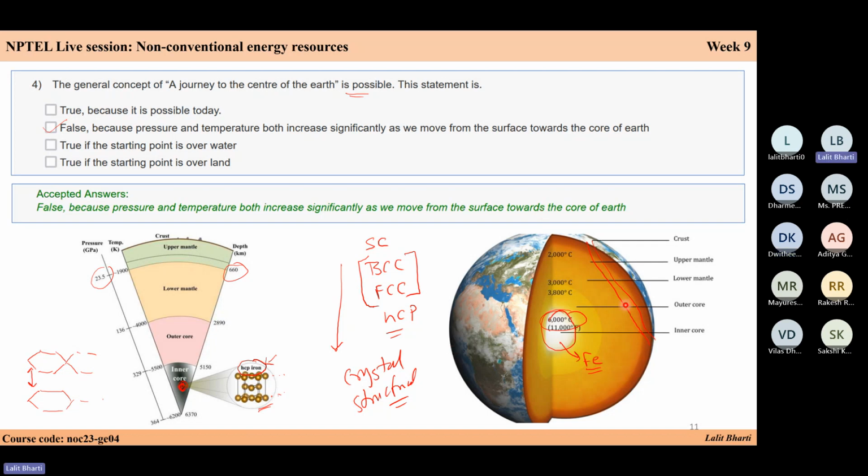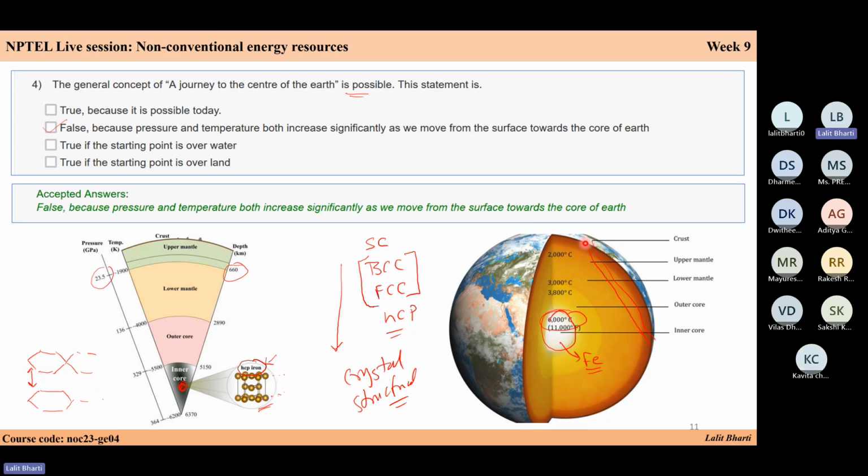Just for additional information, people have hypothetically tried to make a journey from, let's say, point A to point B. If you want to go from one country to another, or let's say from the North Pole to the South Pole, the easiest way would be to just make a tunnel through the Earth and go from here to here. Clearly that is not possible for this reason. So people have also planned to make a tunnel like that which will not go through the core, but will go from here to here.